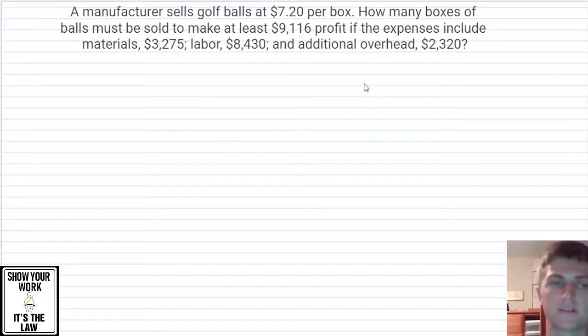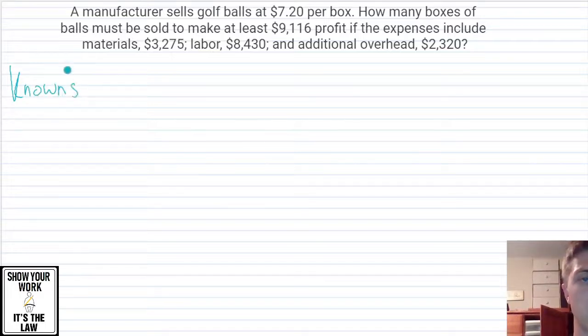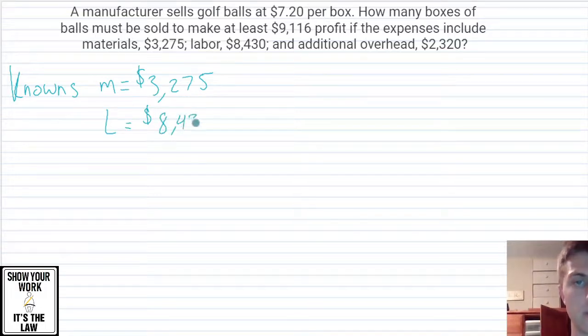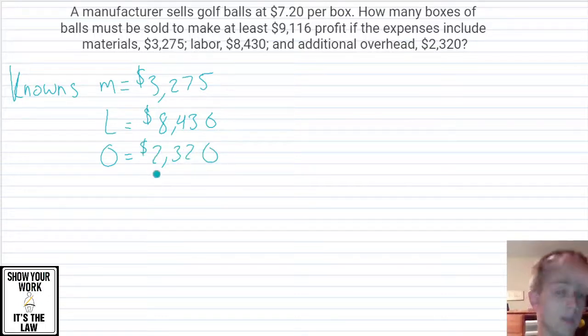All right, let's start with our knowns and our unknowns. Knowns. We know the materials. The cost of materials equals $3,275. We know our labor. It equals $8,430. We know our overhead. It equals $2,320. What else do we know? We know that a box of golf balls equals $7.20.